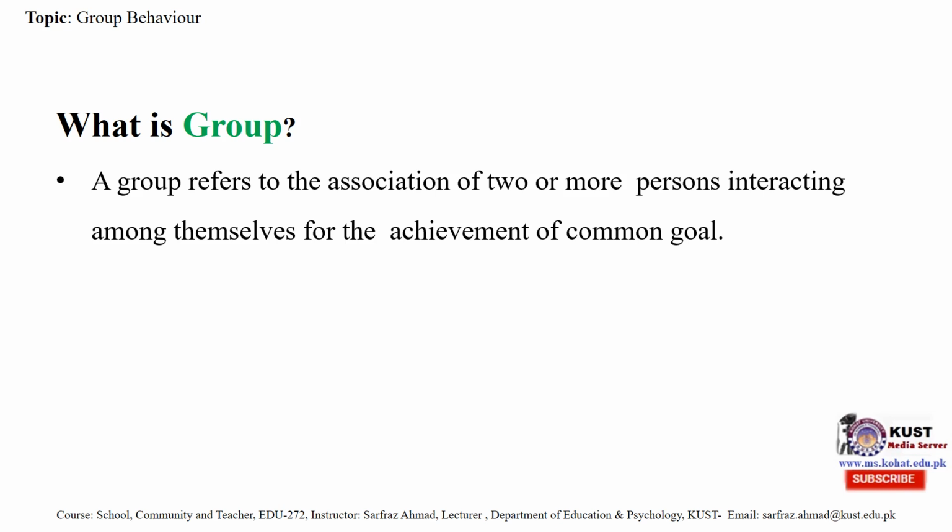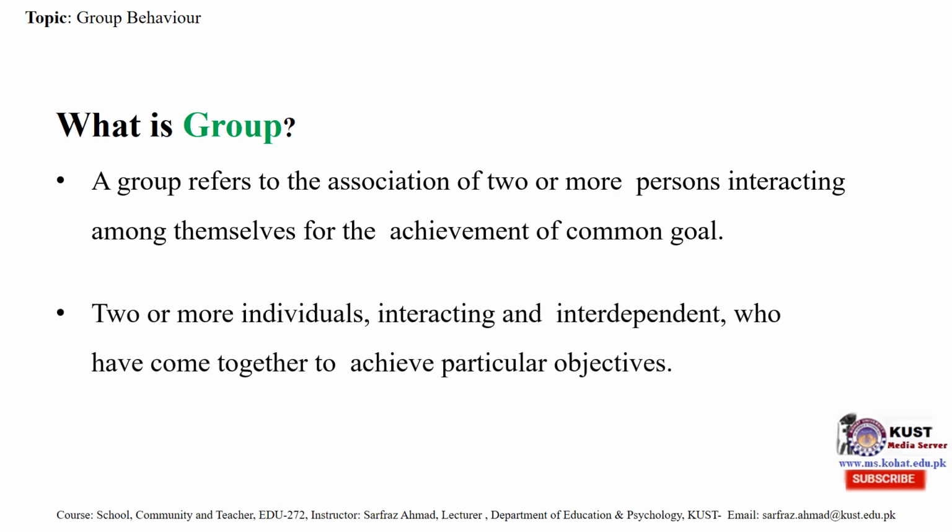In some cases, such as groups based on ethnicity, race or gender, the connection linking members may be more psychological than interpersonal. But no matter what the nature of the relations, a group exists when some type of bond links the members to one another and to the group itself. So two or more individuals, interacting and interdependent, who have come together to achieve particular objectives, is called a group.